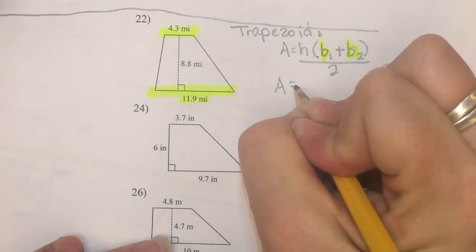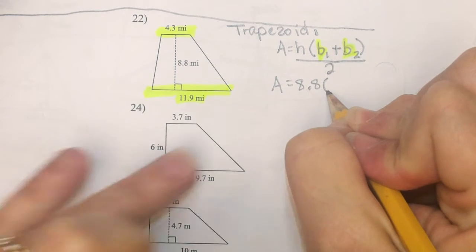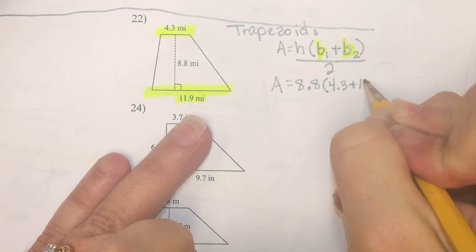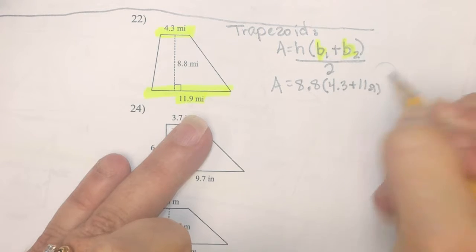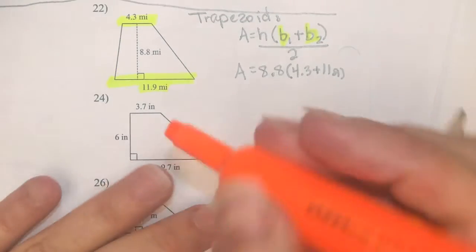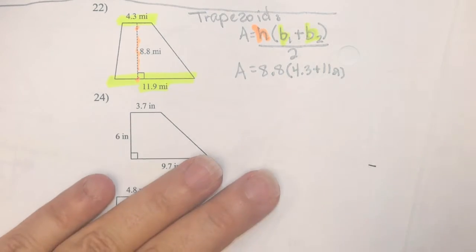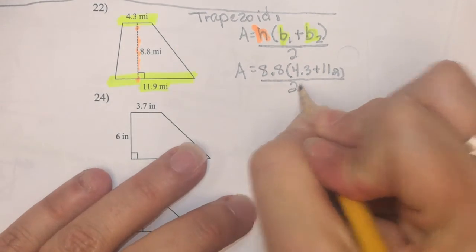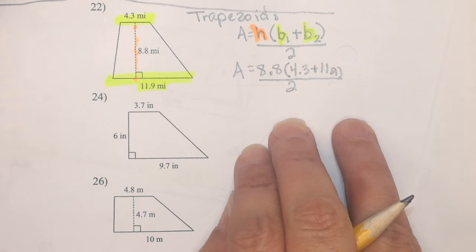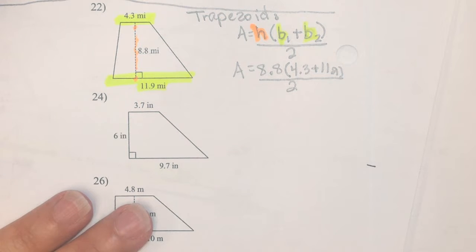Now, if I were to fill this formula in, my height is 8.8, and my bases, it doesn't matter which order you put it in, 4.3 plus 11.9. There's a hole in my paper right there if you can't tell. So, my height is that dotted line right there. Okay, and then I would divide by 2. Now, some of you, it's like you knew how to write the formula, but you couldn't use the formula. It was weird. It was like somebody handing you a pencil and you staring at it not knowing what to do with it.